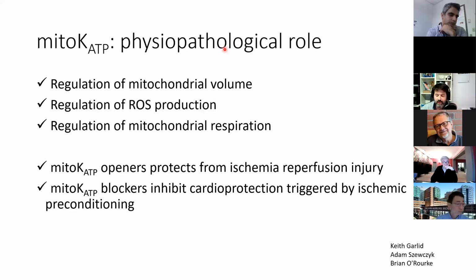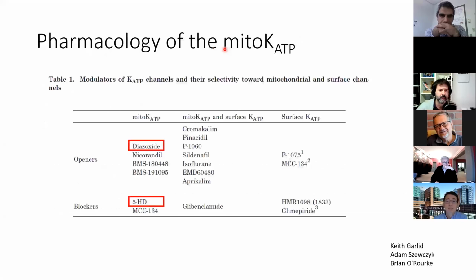At the, let's say, organ level, what has been demonstrated by this group is that a pharmacological opener of the MITOK ATP is able to protect the heart and other organs from the so-called ischemia reperfusion injury. And most importantly, also pharmacological inhibition of this channel can inhibit cardioprotection that is triggered by the so-called ischemic preconditioning. And we'll say something about this at the end of my talk.